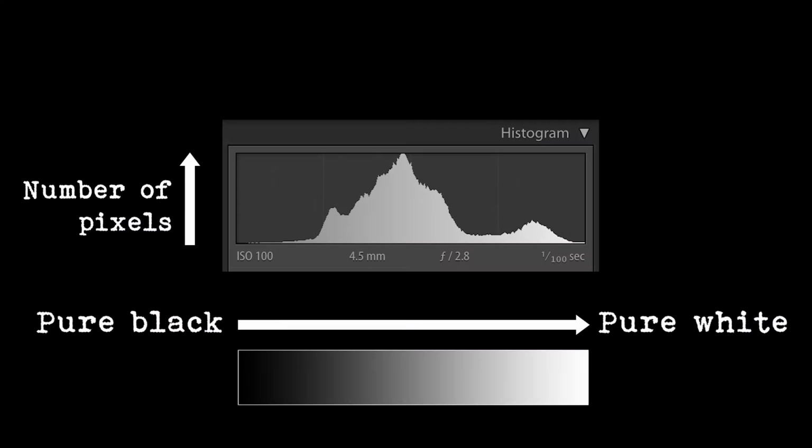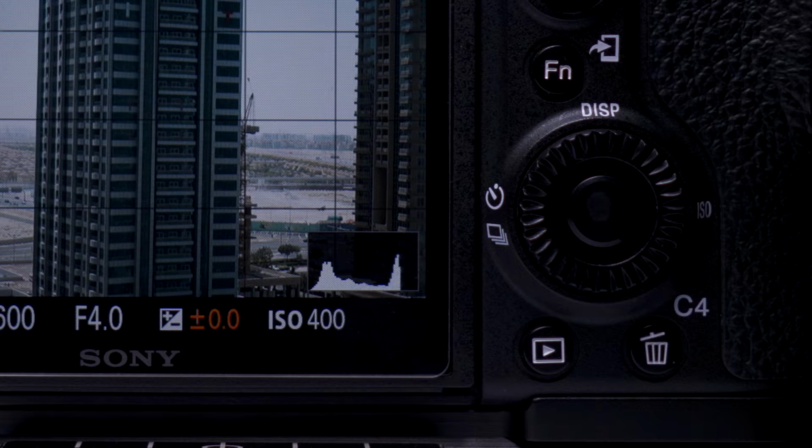First of all, a histogram is a graph. On your vertical axis is the number of pixels, and along the horizontal axis is the luminance range from pure black to pure white. This normally has about 255 different shades. Some have more, some have less, depending on the quality of the histogram. The Sony cameras don't have great histogram displays, but they're still useful and you can still use them.